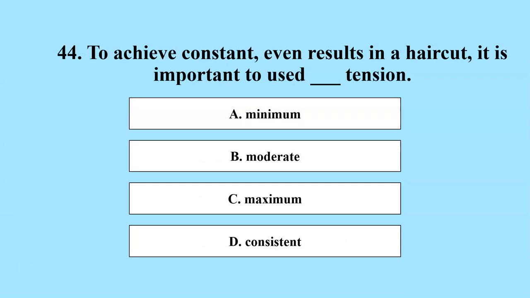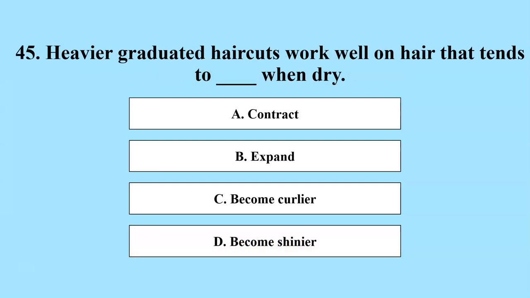To achieve constant, even results in a haircut, it is important to use blank tension. Minimum, moderate, maximum, consistent. If you chose D, consistent, you are correct.